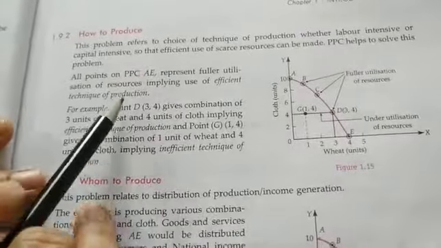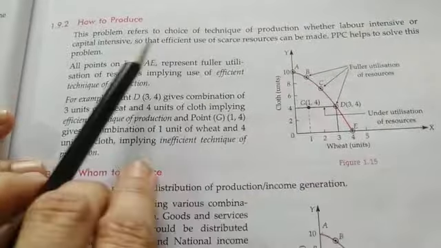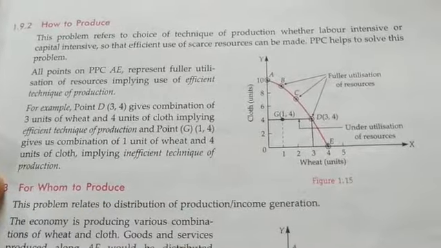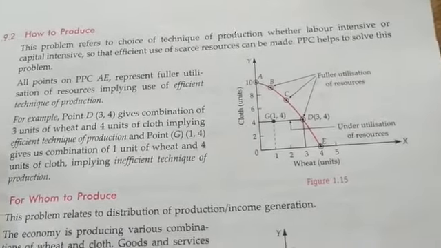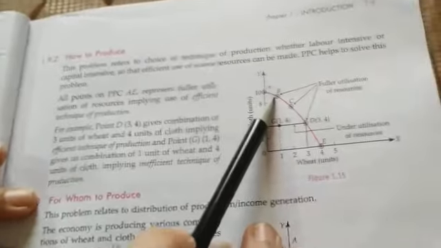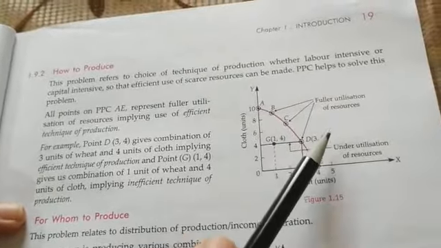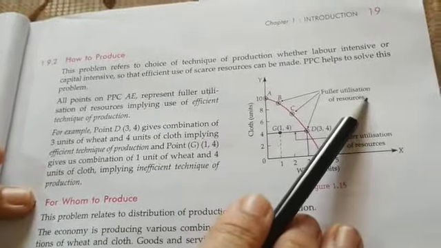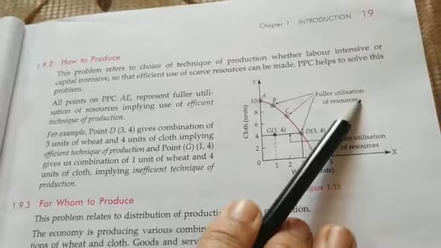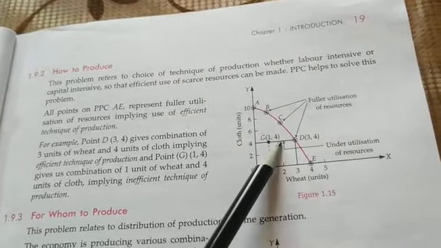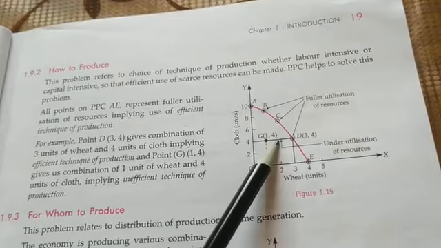How to produce is the problem of whether the fuller utilization of the techniques and the resources is being carried out or not. So again the choice of technology comes into existence, whether the labor intensive or the capital intensive technique is to be utilized, and PPC helps to solve this problem by helping us choose the technology.